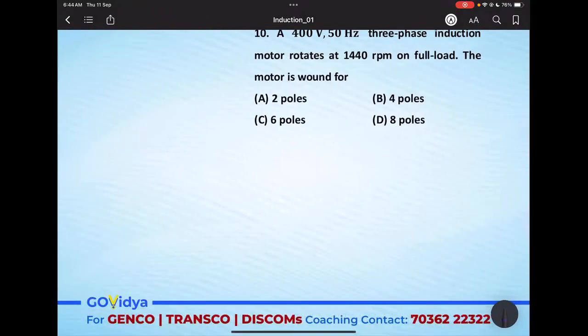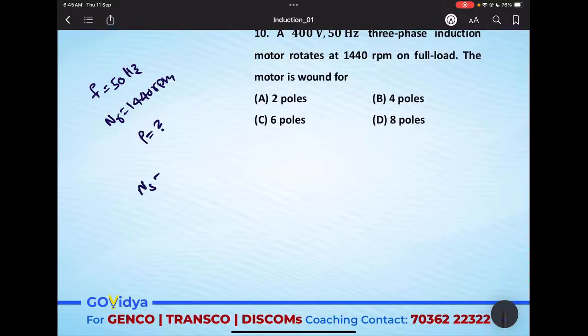The next question is about a 400 volt, 50 Hz, 3-phase induction motor that rotates at 1440 rpm on full load condition. The motor is wound for... Okay, this is a somewhat typical question, but we need to go for some assumption also. Let's note down the given data first. The frequency is given as 50 Hz and N_R is given as around 1440 rpm. What they are asking is the number of poles.